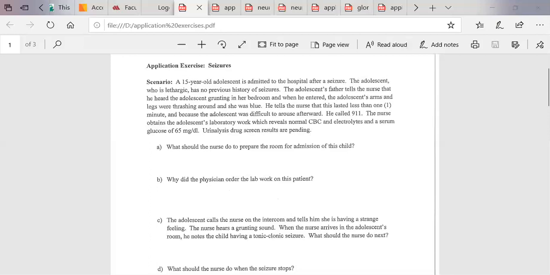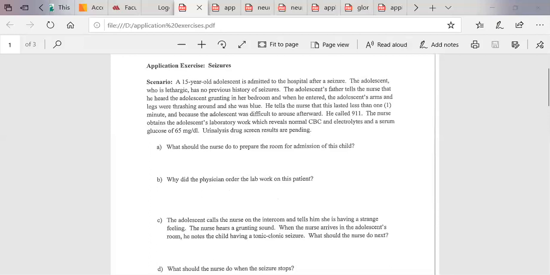All right, let's look at our case study. We have a 15-year-old adolescent admitted to the hospital after a seizure. The adolescent is lethargic, has no previous history of seizures. The adolescent's father tells the nurse that he heard the adolescent grunting in her bedroom, and when he entered, the adolescent's arms and legs were thrashing around and she was blue. He tells the nurse that this lasted about 1 minute, and because the adolescent was difficult to arouse, he called 911. The nurse obtains the adolescent's lab work, which reveals a normal CBC, electrolytes, and a serum glucose of 65. A UA drug screen, those results are pending.